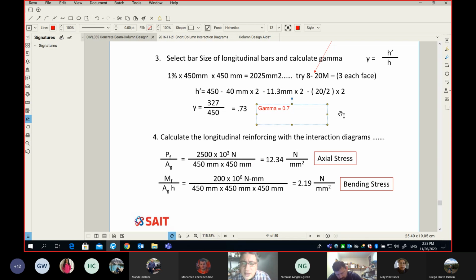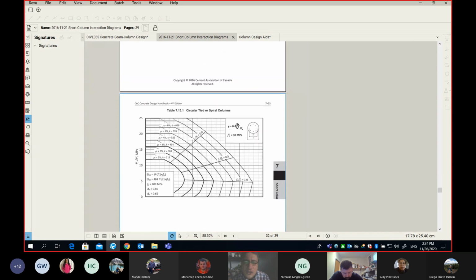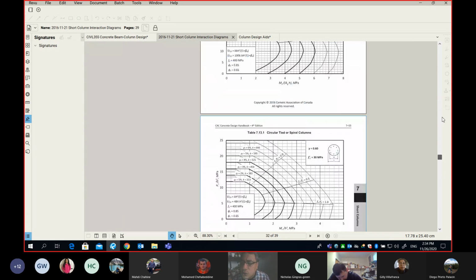Don't use 0.8, because 0.7 is more conservative. 0.8 assumes that we have a larger lever arm, while in fact we have less lever arm. If you want an idea why I chose 0.7 and not 0.8, choose the smallest, 0.7. Now, once you know that it's 0.7 and the concrete is 40 MPa, let's go back to the interaction diagram and scroll down and see which one we should use.